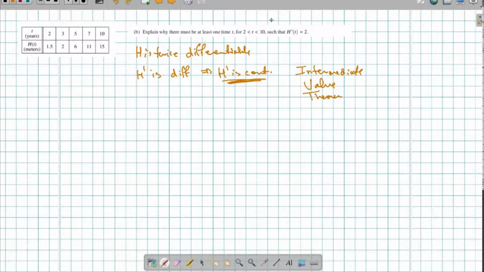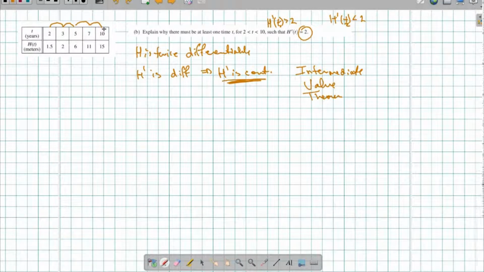In other words, if I can show that at some point h prime of t was greater than 2 and then later on h prime of t was less than 2, then I know that h prime had to reach 2 somewhere between t1 and t2. And so that's really what we're going to be going for. So I can take a look at what's happening on several of these intervals from 2 to 3, 3 to 5, 5 to 7, and 7 to 10. And I know that I can approximate h prime of t by using that average rate of change.